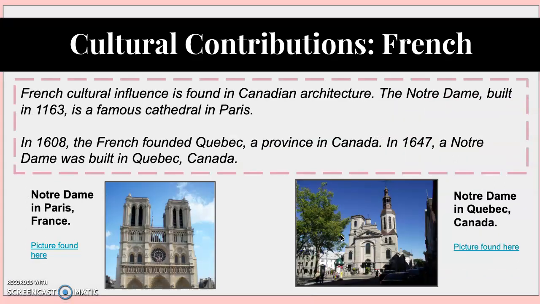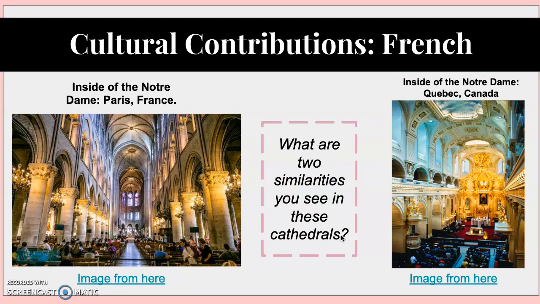French cultural influence is found in Canadian architecture. The Notre Dame, built in 1163, is a famous cathedral in Paris. In 1608, the French founded Quebec, a province in Canada. In 1647, a Notre Dame was built in Quebec, Canada. Notre Dame is, I think, how they actually say it. Notre Dame. Cultural contributions, French.